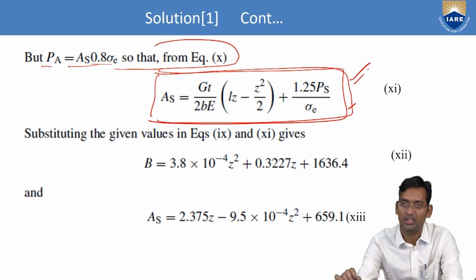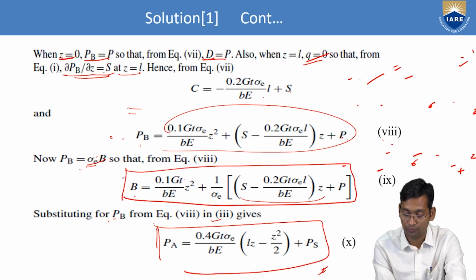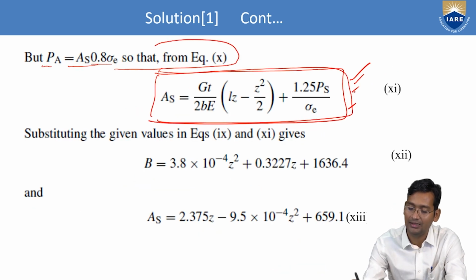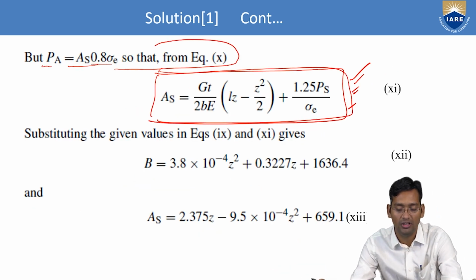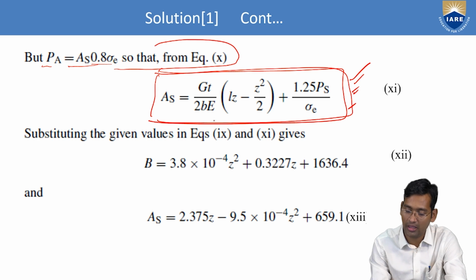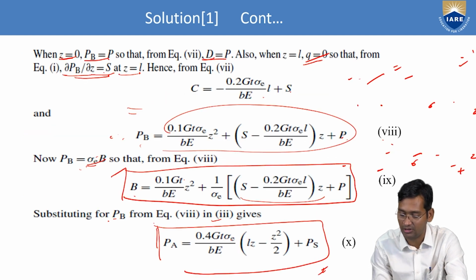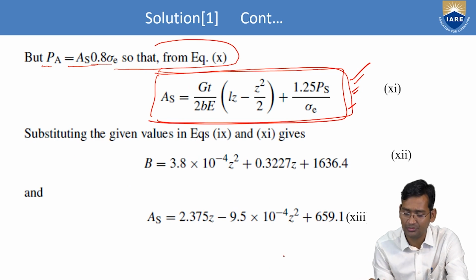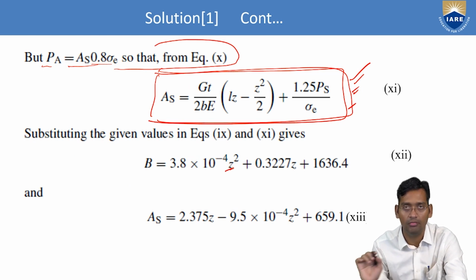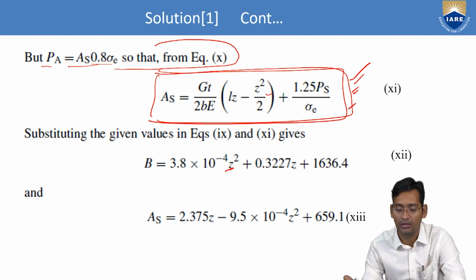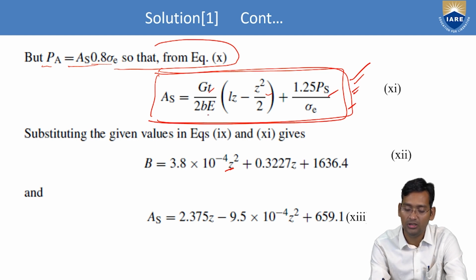So now the derivation is over. This is first B and then AS. Now we have to find numerically the values of B and AS. Everything is given for B: sigma E value is given, G, T, and E are given, and L is given as 1250 mm. Z is not there in this case. PS is also given, T, G, E, B, everything is given. So just substitute the values.